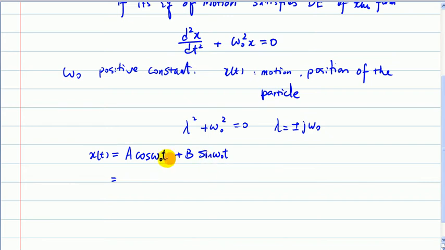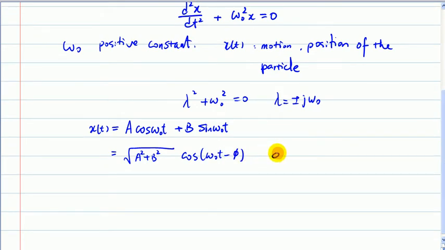Now, because they all have the same frequency, when you add two sinusoidal signals together, you end up with another sinusoidal signal. As you have done in the assignments, the simplified version of this expression is this. And the phi angle is equal to tan inverse of b over a.